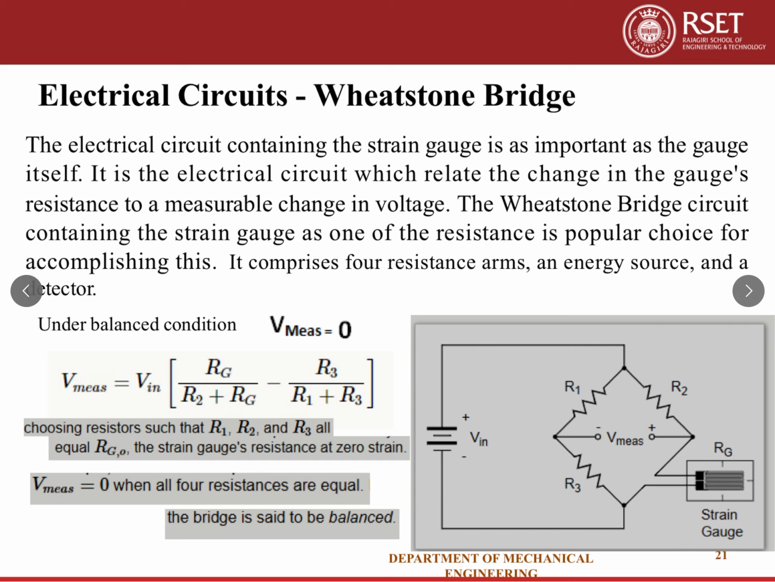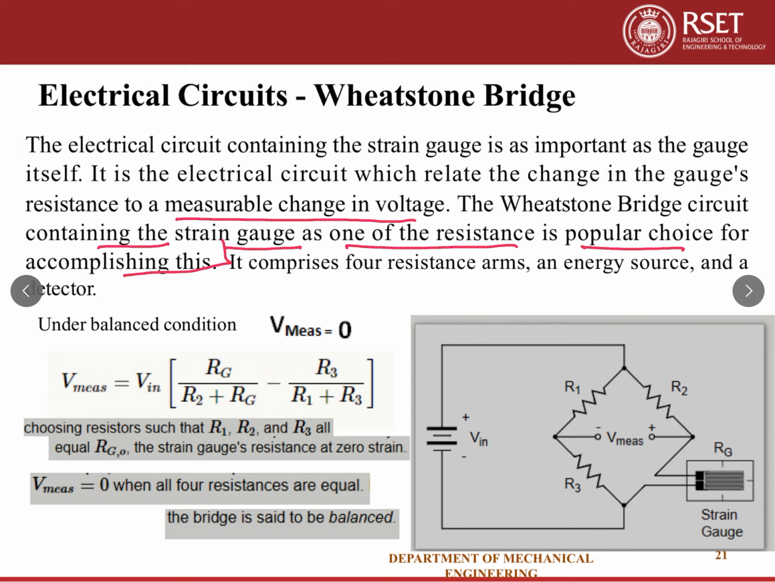Now the electrical circuit of the Wheatstone bridge. The electrical circuit containing the strain gauge is as important as the gauge itself. It is the electrical circuit which converts the change in gauge resistance to a measurable change in voltage. A Wheatstone bridge circuit with the strain gauge as one of the resistances is a popular choice for accomplishing this.